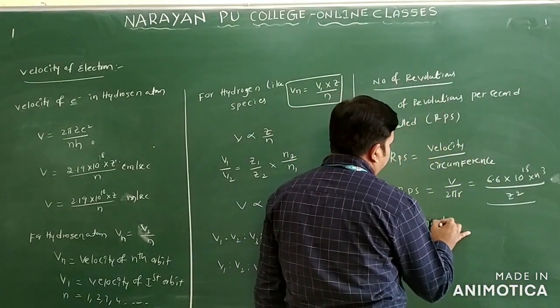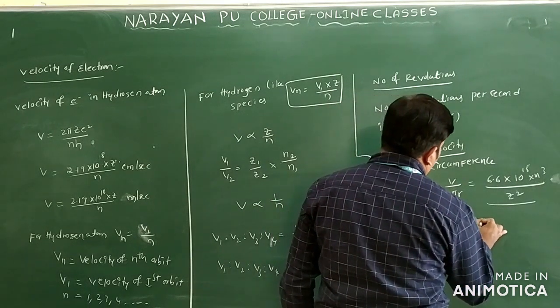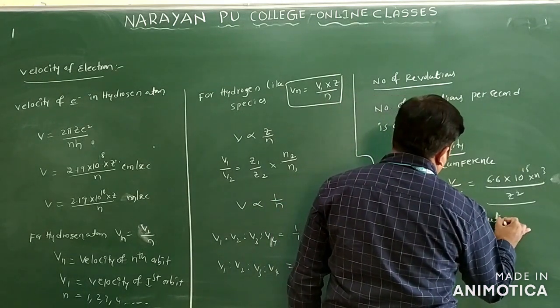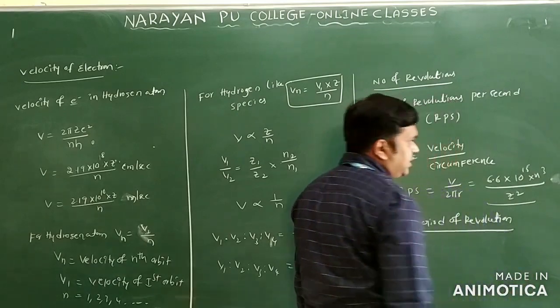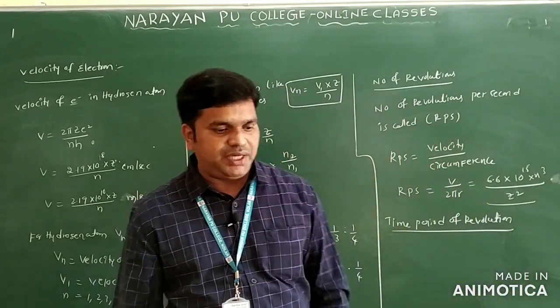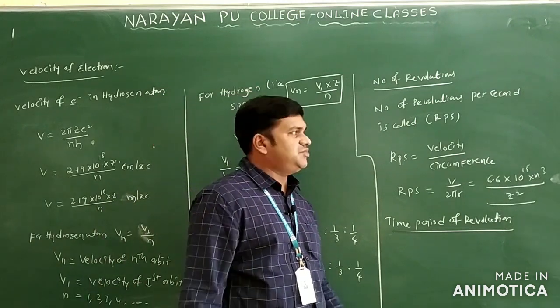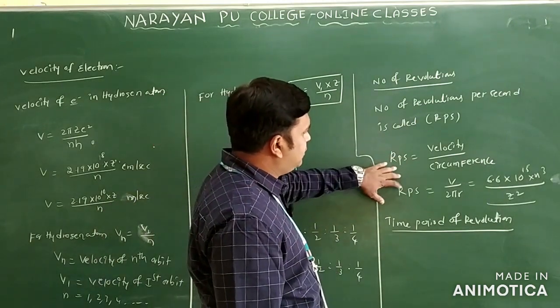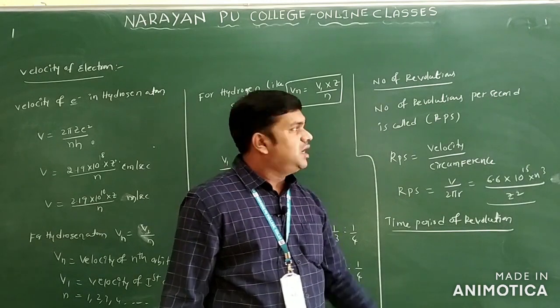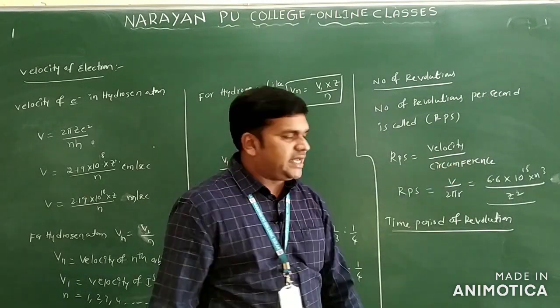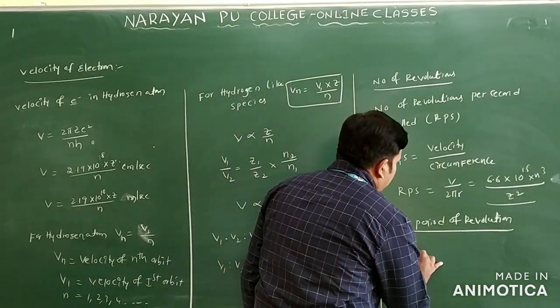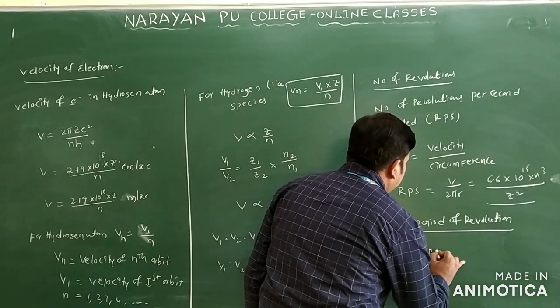Next, one more we have is the time period of revolution. So what is meant by the time period of revolution? We have to find out for how much time. Generally, the time period of revolution is inversely proportional to the number of revolutions per second. I will write here the time period of revolution.